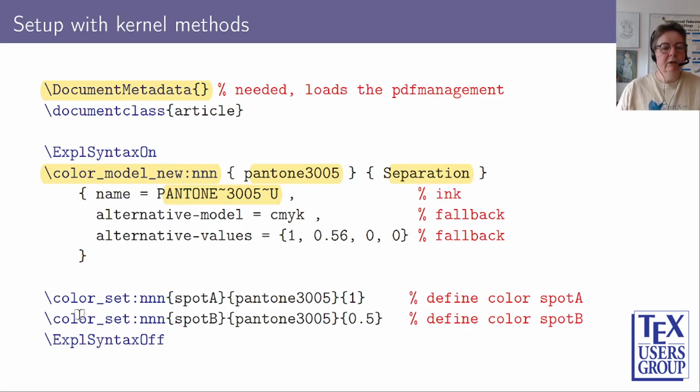After you have done this, you can define colors with the color set command. In this case, we define 2 colors, spot A and spot B, which differ only in the tint we give them. And they are used now on a new model which we have defined before.